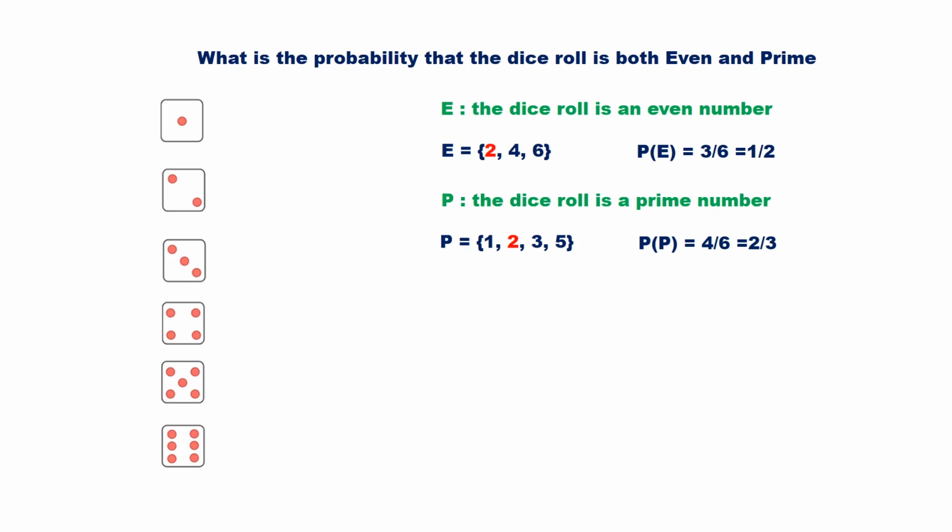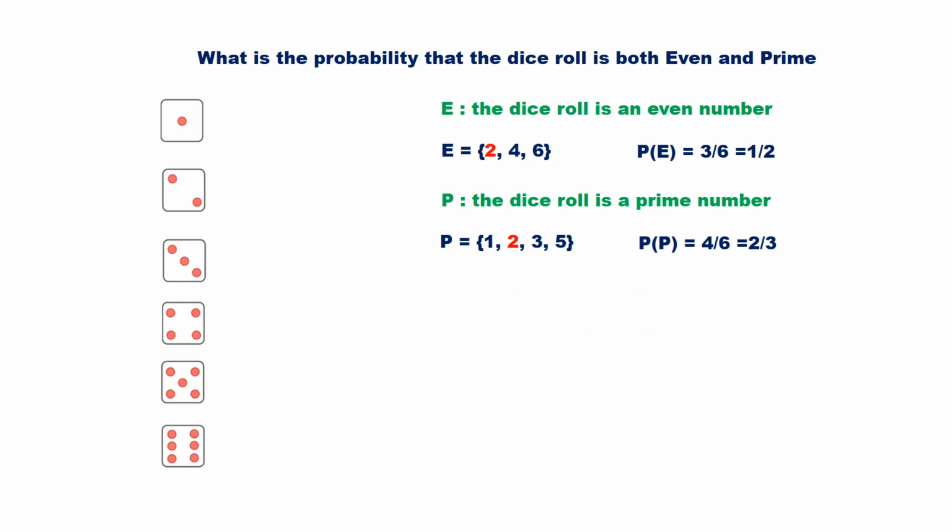The general conjunction rule is probability of A and B equal to probability of A into probability of B given A. Let us compute the probability of P and E using the modified formula. Probability of E and P is equal to probability of E into probability of P given E. This is equal to 1 by 2 into 1 by 3. The probability that a roll is prime, given that it is even, is 1 by 3, since among the even numbers 2, 4 and 6, only 2 is prime. So the probability is 1 by 2 times 1 by 3 is 1 by 6 and we get the correct answer.